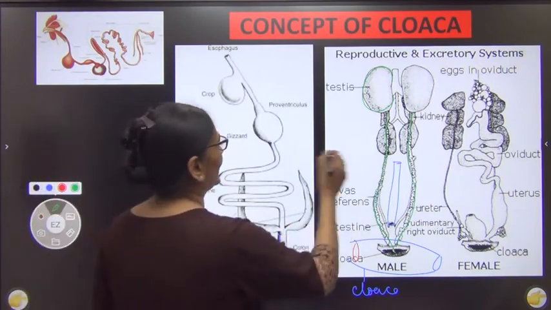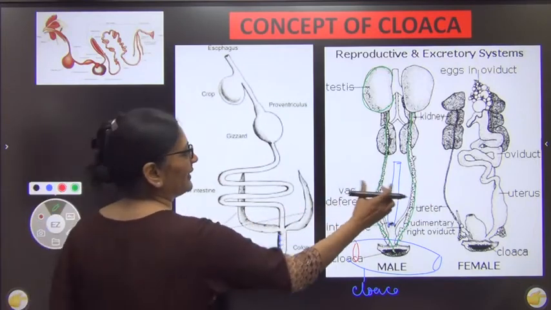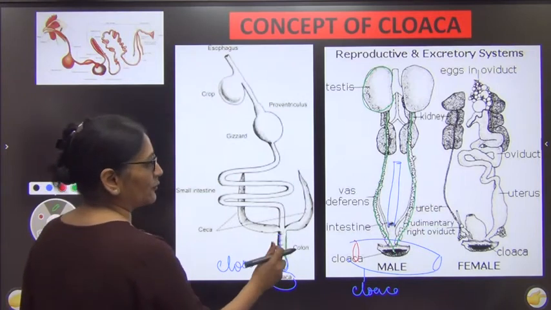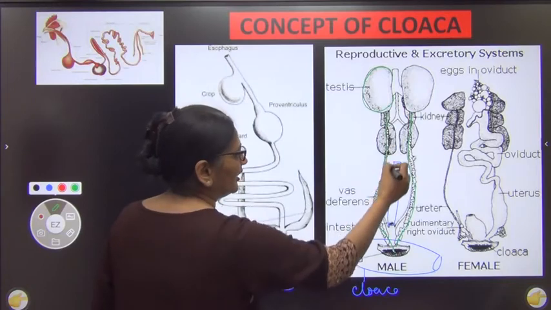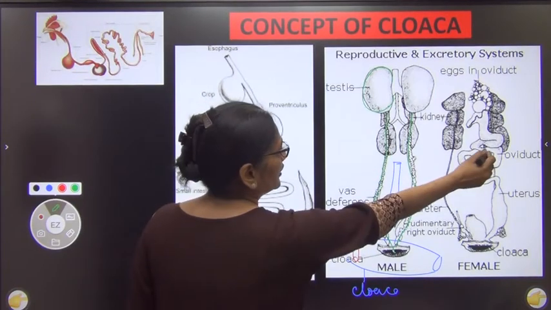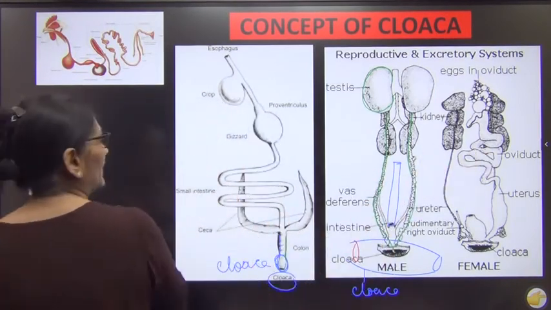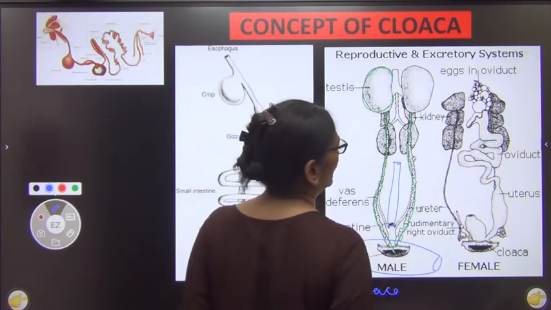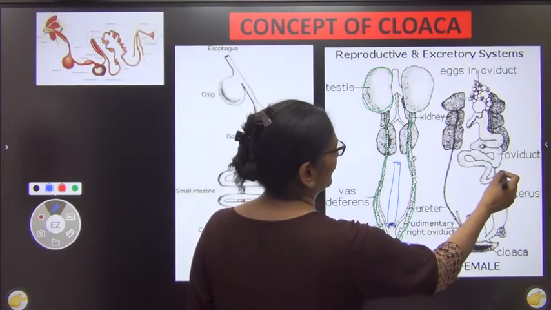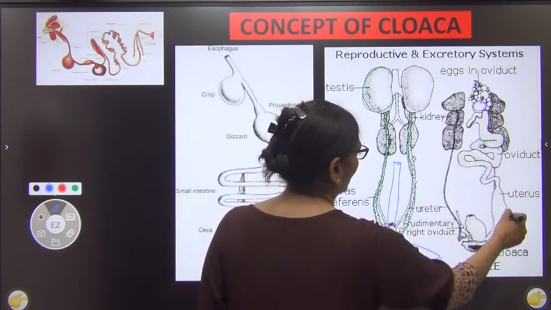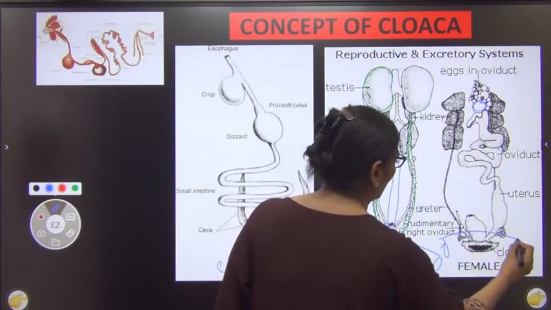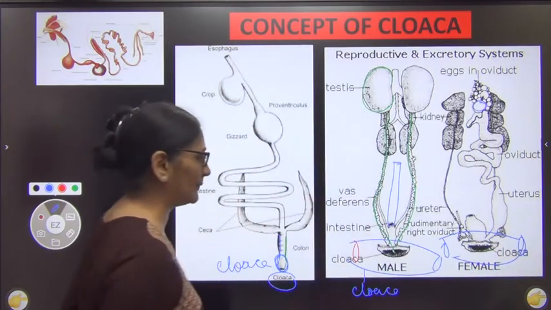Okay, that means if I place the digestive system here, I have placed this much portion here. So the digestive system opens into cloaca. The reproductive system opens into cloaca. Now look at this, the excretory system. The excretory system will... oh, this is showing the female reproductive system. This is the female reproductive system. That means it shows the ovary, oviduct, uterus. Even in the female, the reproductive system actually opens into cloaca.